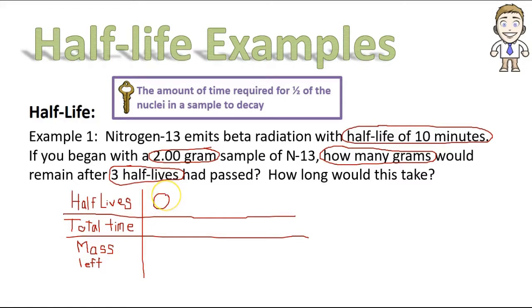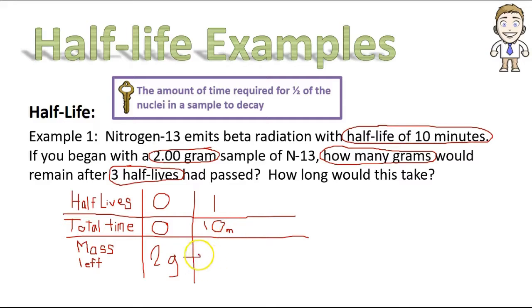The first column should always be 0 half-lives. That's when nothing has happened yet. There's been no decay, so 0 time has passed. That's also where the initial mass of 2 grams, in this case, is going to be written. And then after that, you would go to the next half-life. The problem tells you that a half-life is 10 minutes. So my total time now will be 10 minutes.